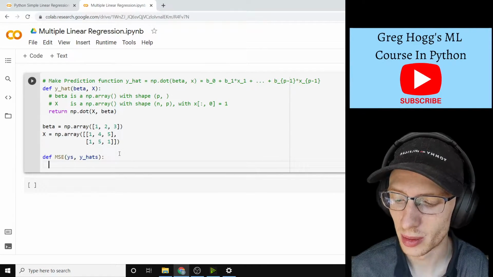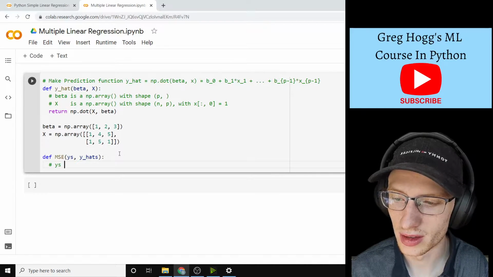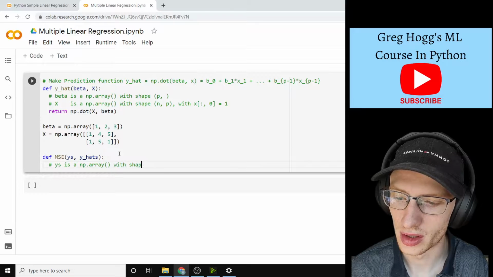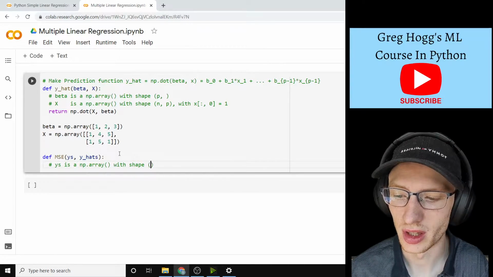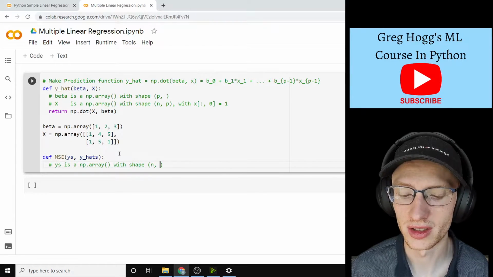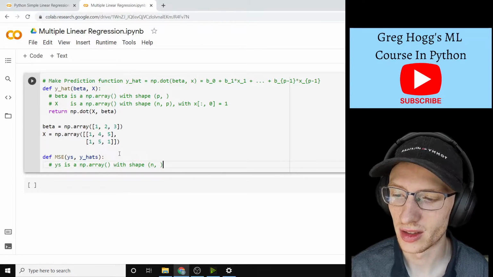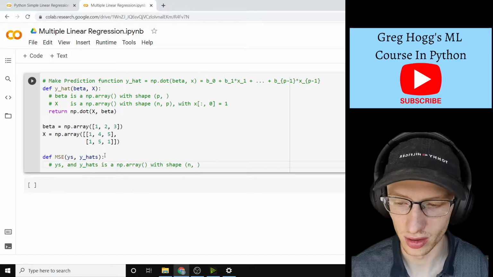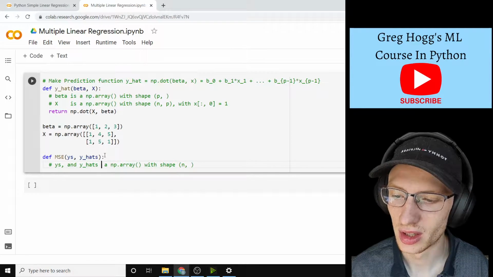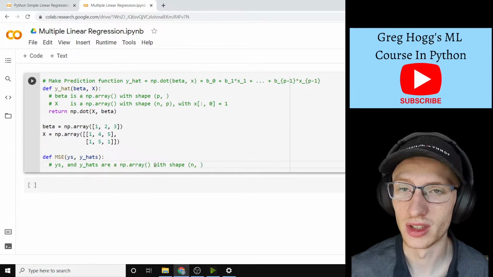Before they were lists, but now we're going to assume that y's is a NumPy array with shape... well, how many is there going to be? We don't really know. There's going to be n of them. Okay, we'll make it look like this, just n comma like that. And we can make y hats the same thing. So y's and y hats both are NumPy arrays with these shapes.